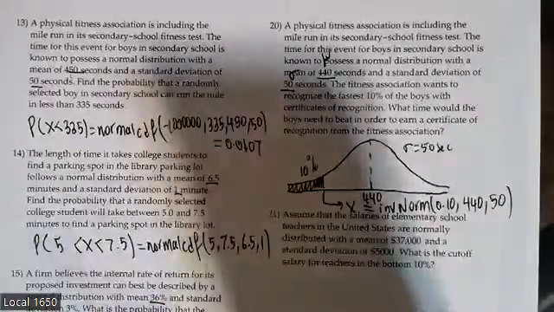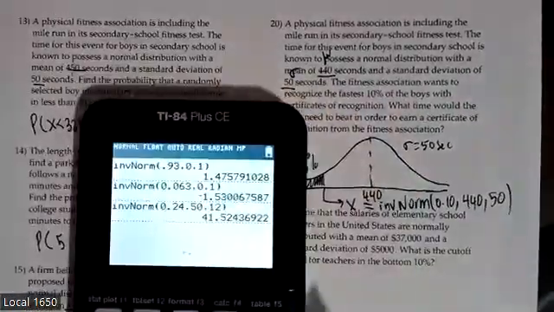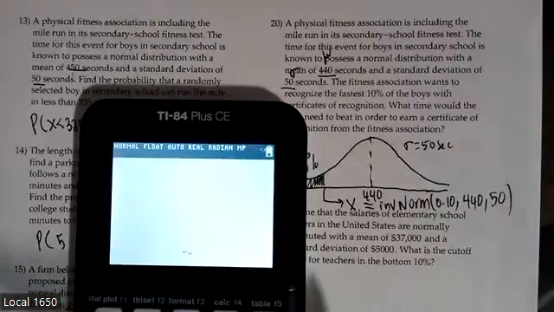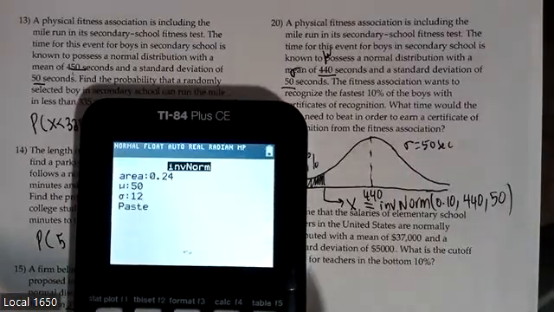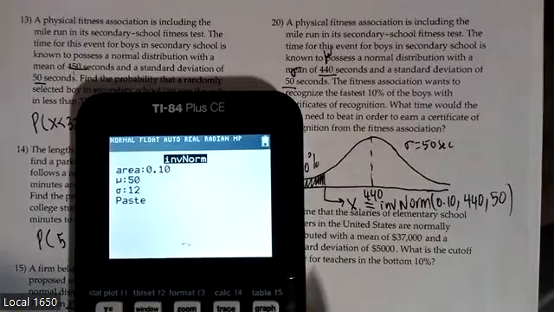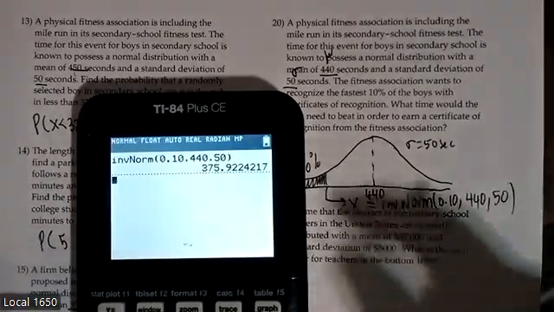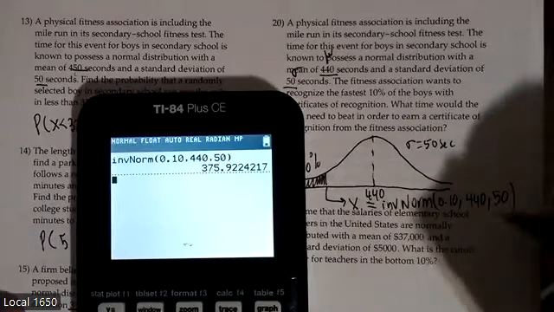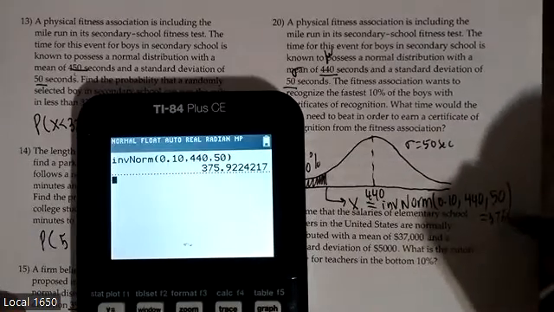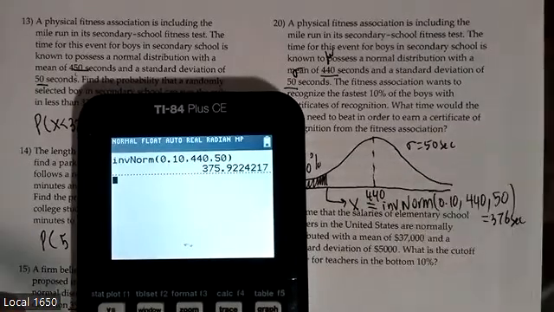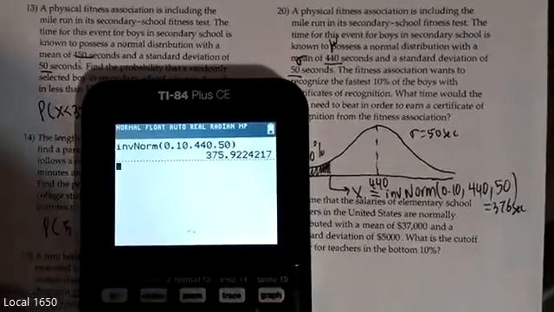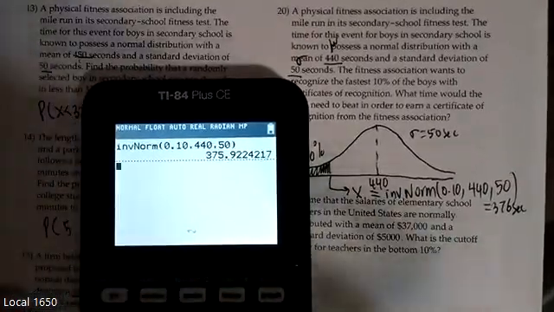Here's how you find the answer. Clear. Second, distribute, inverse norm. 0.10, 440, and then 50. The answer is 376 seconds. So if you do 376 seconds or less, you'll be qualified to get the certificate.